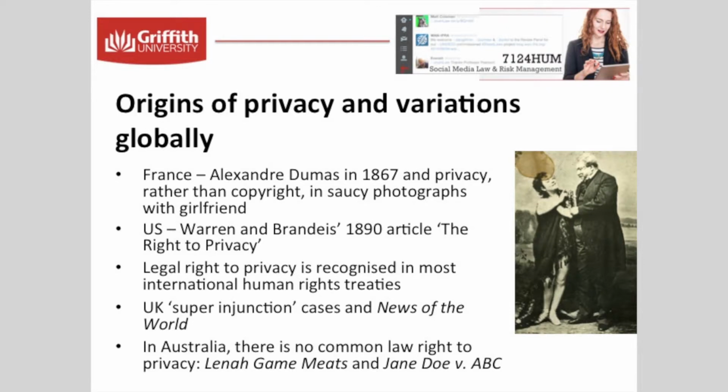These days, the legal right to privacy is recognised in most international human rights treaties. It's also recognised in some constitutions, and it's recognised by the higher courts in most Western democracies. Australia is an exception there, and we'll talk about that in a moment. Related here also are various big cases that have happened in the UK.